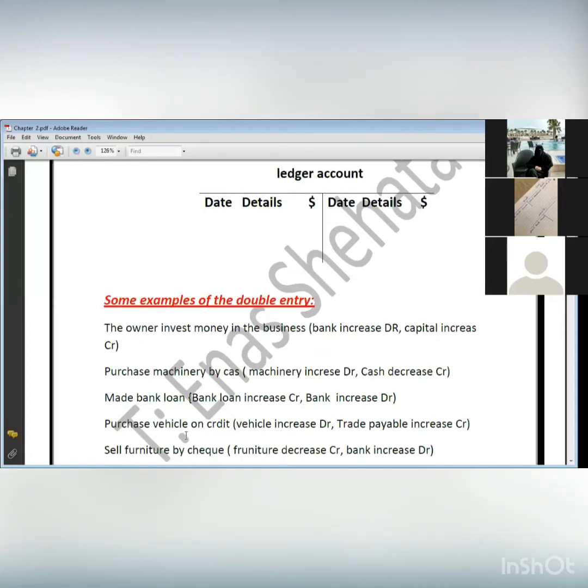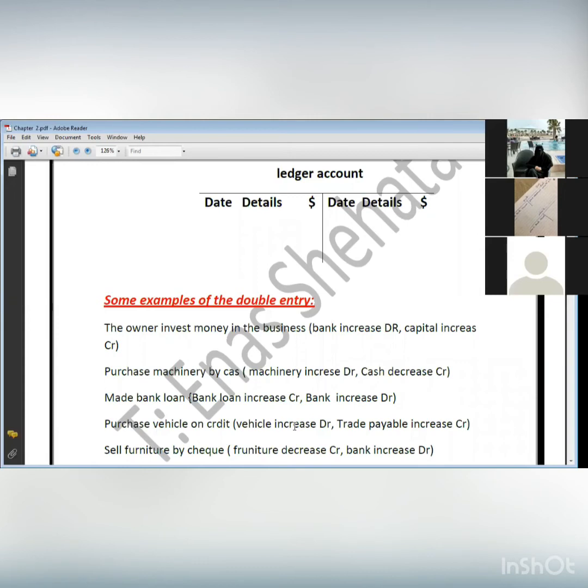Another example, purchase vehicle on credit. I purchase a vehicle, so my vehicle increases or decreases? When you buy an extra vehicle, it will increase. Vehicle: assets, capital or liabilities? Vehicle is assets. When assets increase, it will be debit. On credit means that I didn't pay the money right now, I will pay it later. And in this case, I have something called trade payable. Trade payable is like evidence that I'm going to pay this money later. And it's a kind of liability.